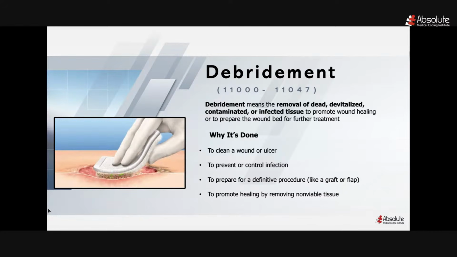Okay, so basically, think of it as giving the wound a fresh start so the body can do its job efficiently. Debridement procedures are coded using the CPT code series ranging from 11000 through 11047.